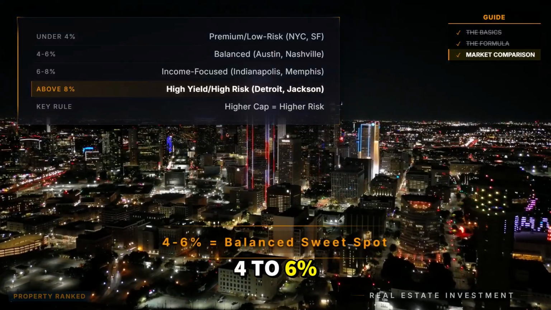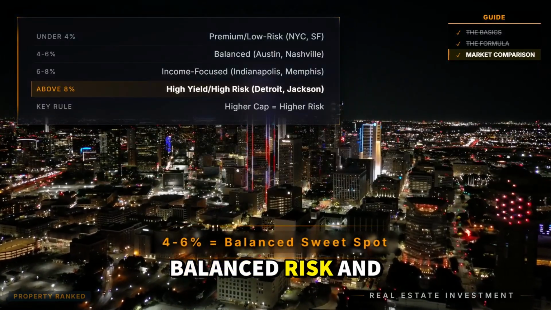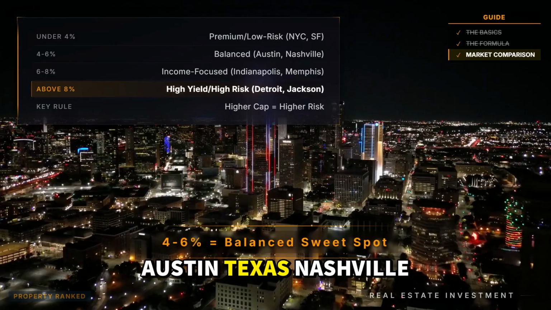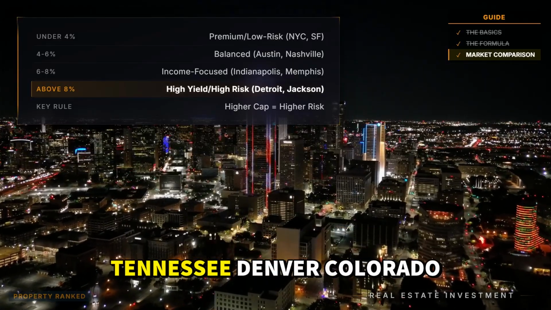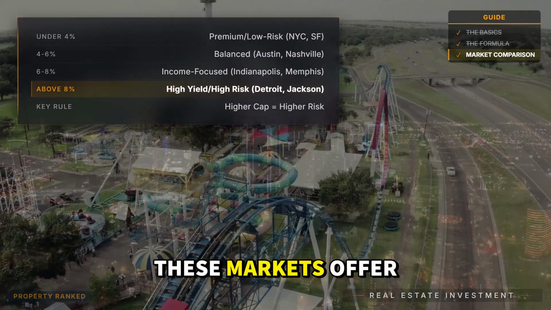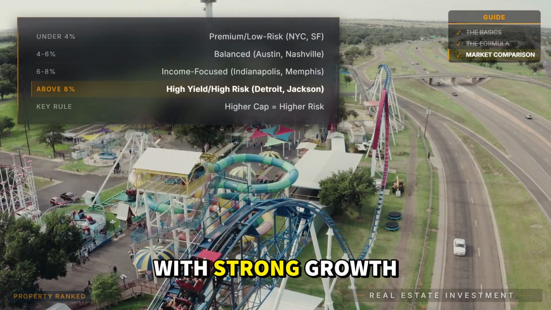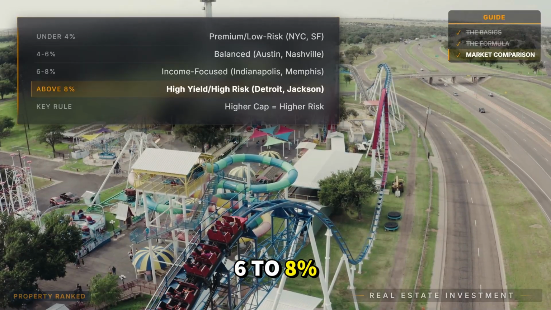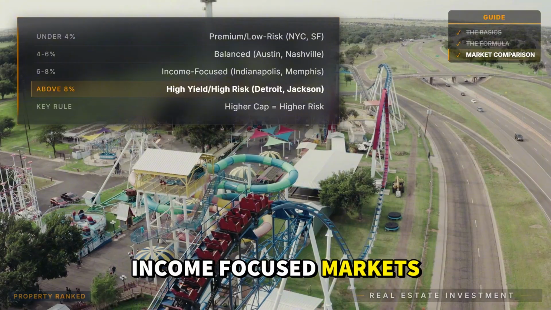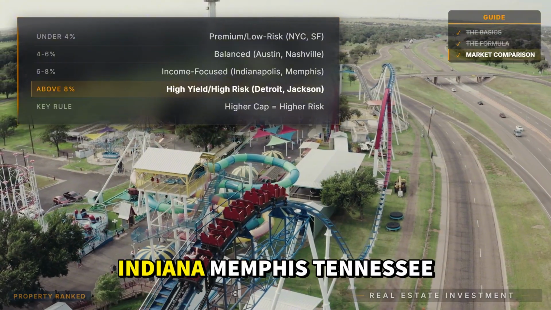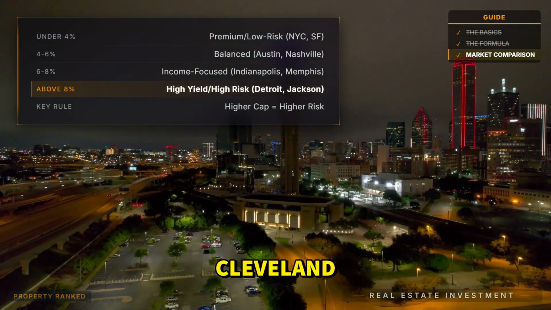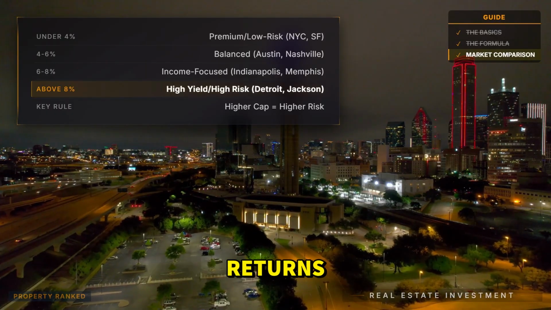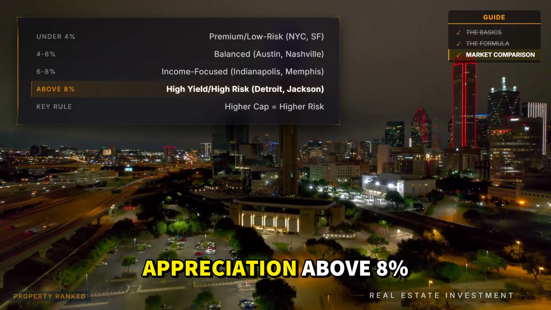4 to 6%, solid markets with balanced risk and return. Austin, Texas. Nashville, Tennessee. Denver, Colorado. These markets offer moderate income with strong growth prospects. 6 to 8%, income-focused markets. Indianapolis, Indiana. Memphis, Tennessee. Cleveland, Ohio. Higher current returns, but potentially less appreciation.